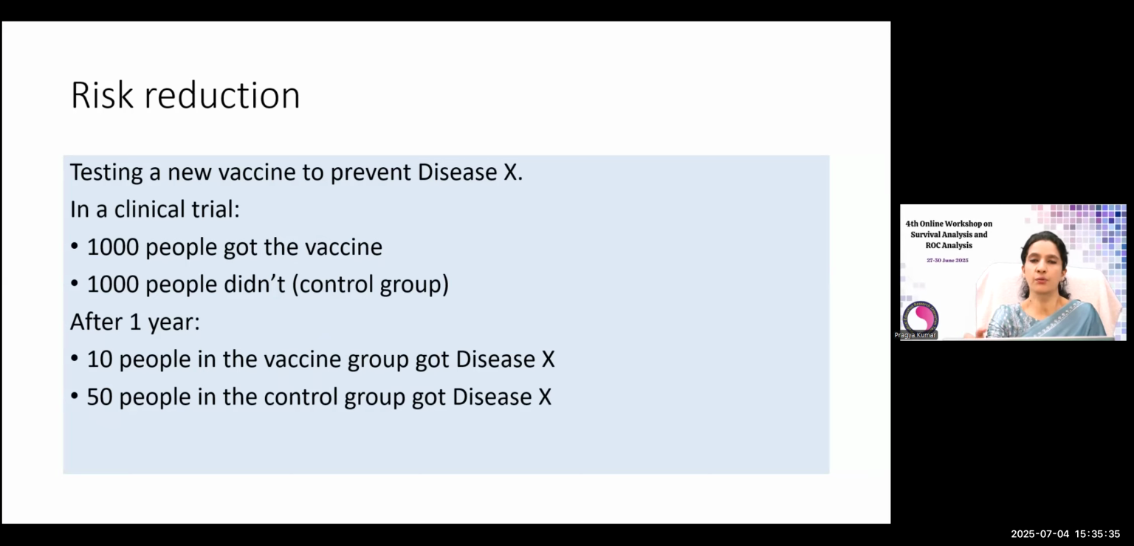So just to take some basics of these concepts, I know many of you know this, but what is a risk reduction? To make you understand, generally with vaccines we explain this. Suppose you have taken 1,000 people as a control and 1,000 people as an intervention group. You have given vaccine to 1,000 people, and the other 1,000 have not received the vaccine. After 1 year, 10 people in the vaccine group got the disease, and 50 people in the control group got the disease.